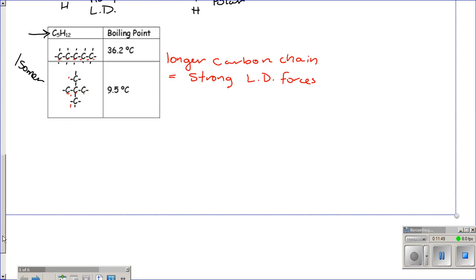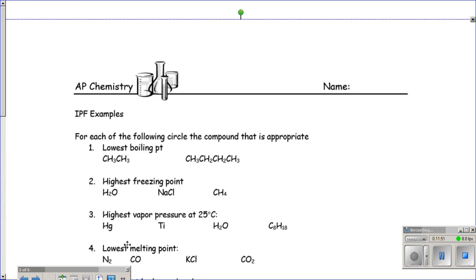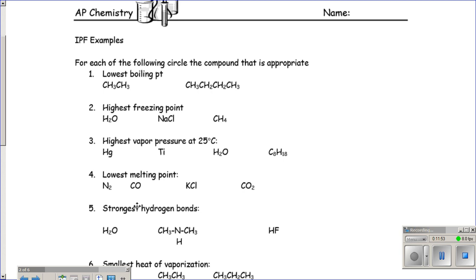Okay, why don't you take a minute to do your IPF examples. All right, let's just do them together really quick.